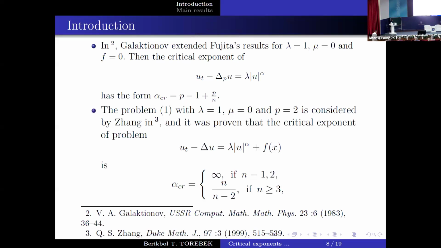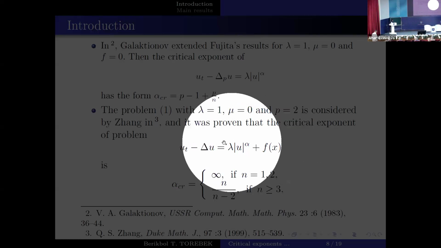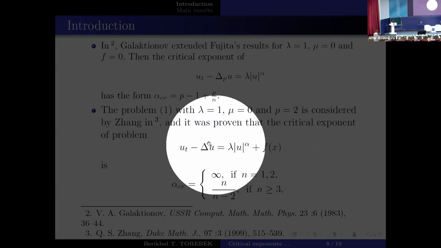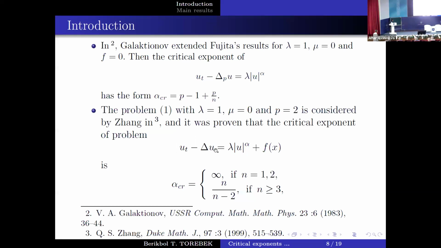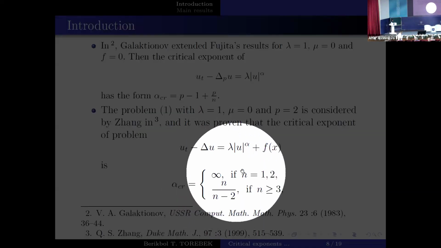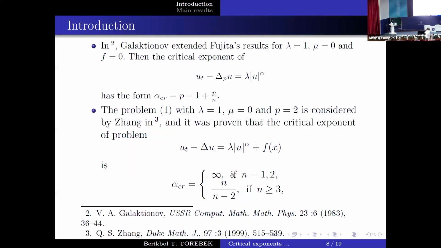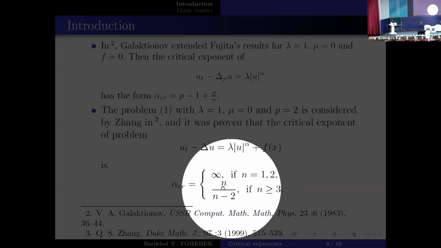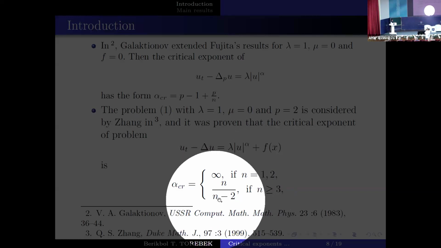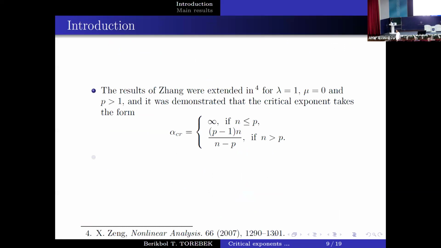Later, in 1999, Zhang considered this kind of semilinear heat equation with a forcing term, but with the Laplacian. And he also found another type of critical exponent. Here, in the one-dimensional and two-dimensional case, the critical exponent equals infinity. Starting with the three-dimensional case, it can be written as this one, n divided by n minus 2.